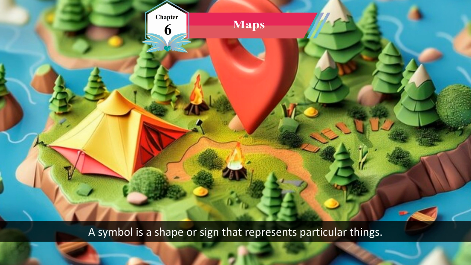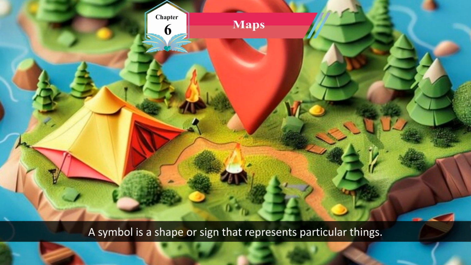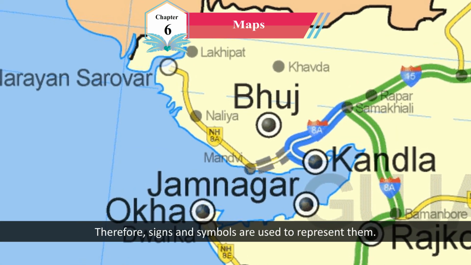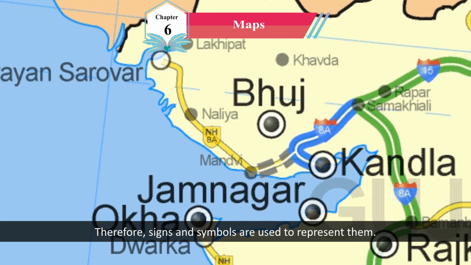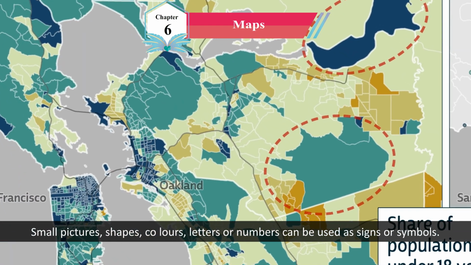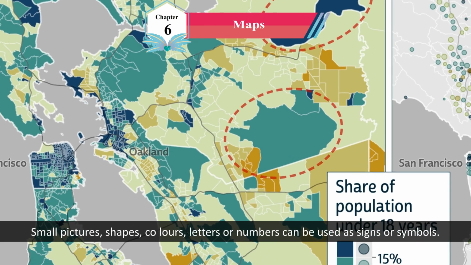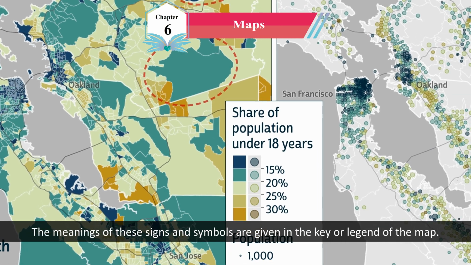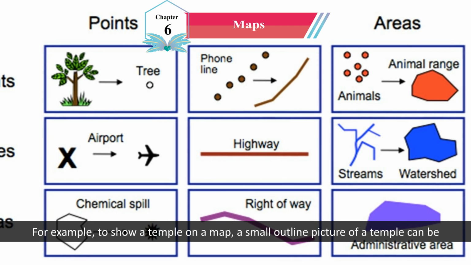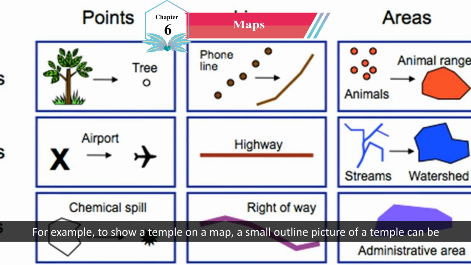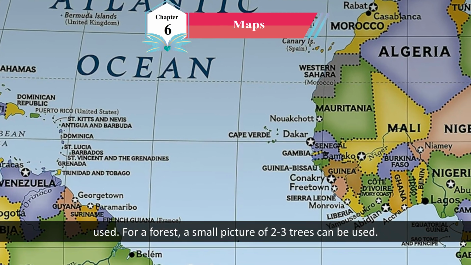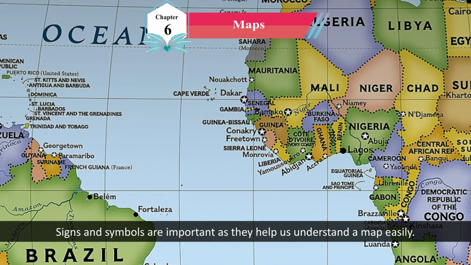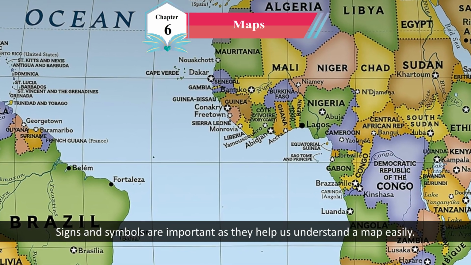Signs and symbols. A symbol is a shape or sign that represents particular things. It is not possible to write about each location or thing on a map. Therefore, signs and symbols are used to represent them. Small pictures, shapes, colors, letters, or numbers can be used as a sign or symbol. The meanings of these signs and symbols are given in the key or legend of the map. For example, to show a temple on a map, a small outline picture of a temple can be used. For a forest, a small picture of 2-3 trees can be used. Signs and symbols are important as they help us understand a map easily.